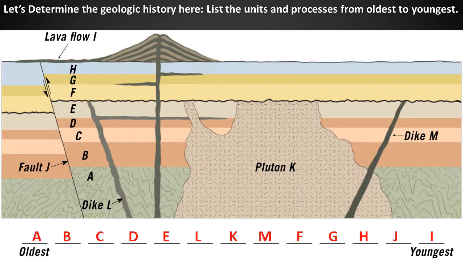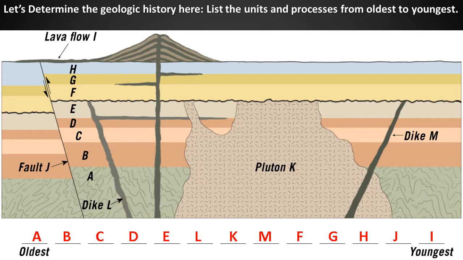All right. A is the oldest rock. Looks like the Vishnu schist to me. B is the next oldest rock. Superposition. C is the next oldest rock. Superposition. D is the next oldest rock. Superposition. And E is then the next oldest rock. Superposition. Dike L cuts rocks A through E. Cross-cutting relations.